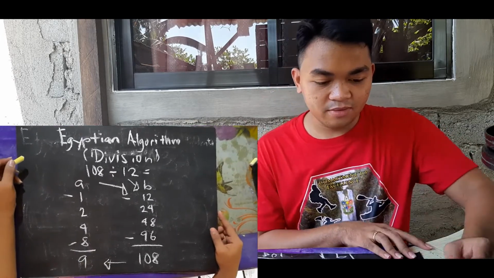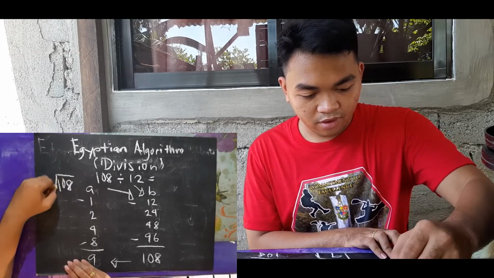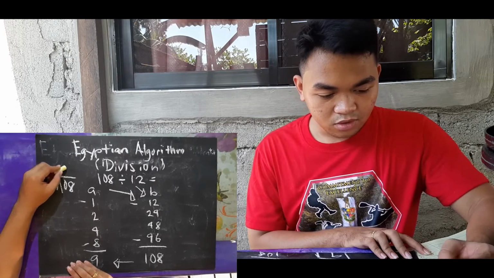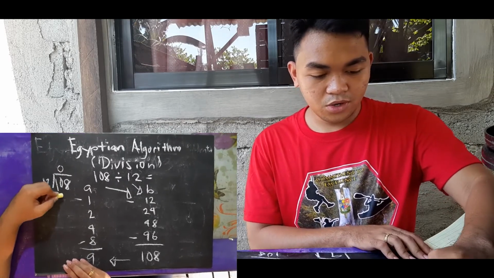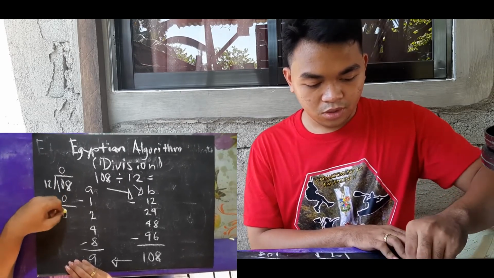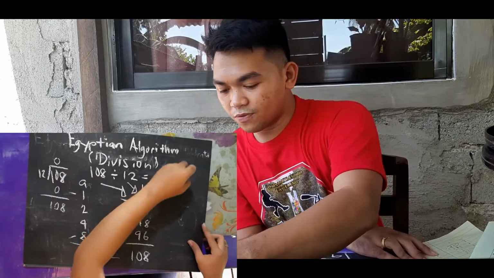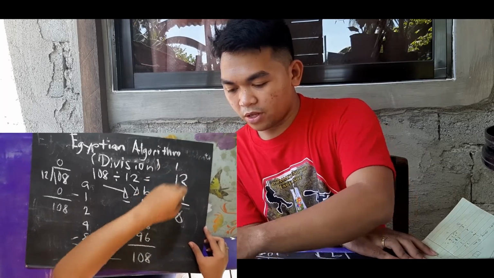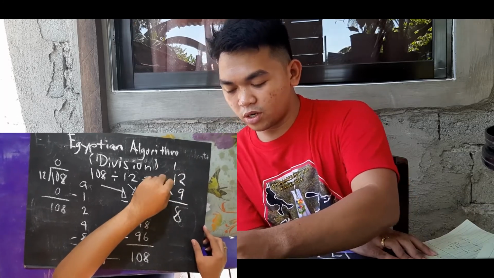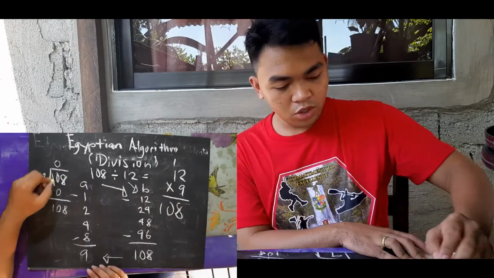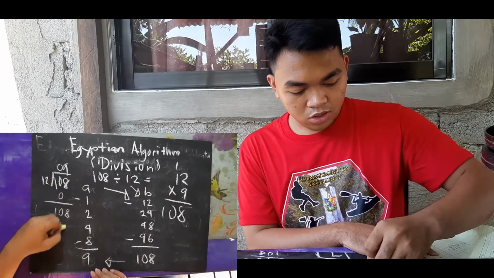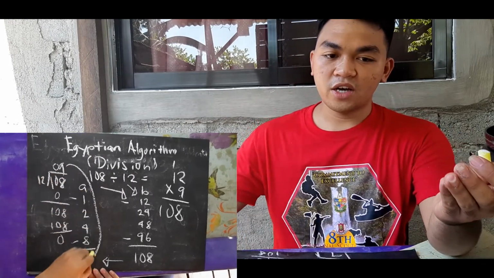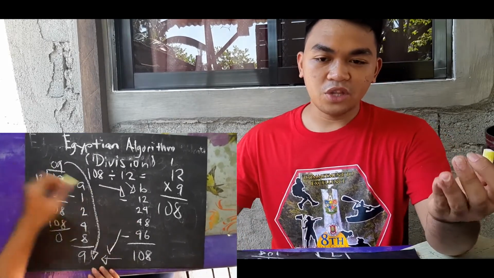Then we should check that. 108 divided by 12 is 9. 12 times 9: 9 times 2 is 18, 9 plus 1 is 10. So it's correct. So that's how the Egyptian algorithm for division works.